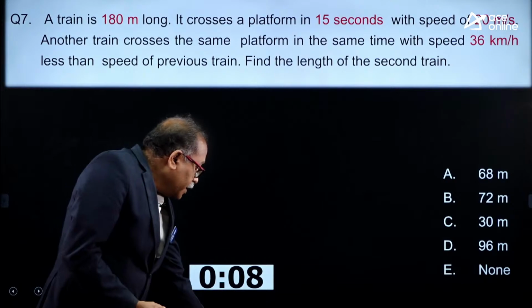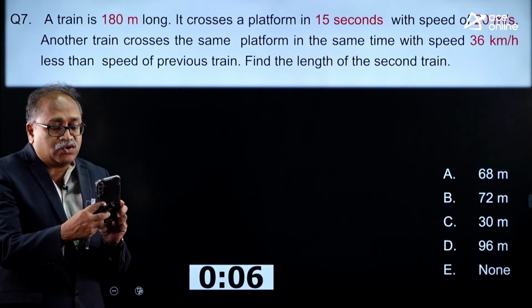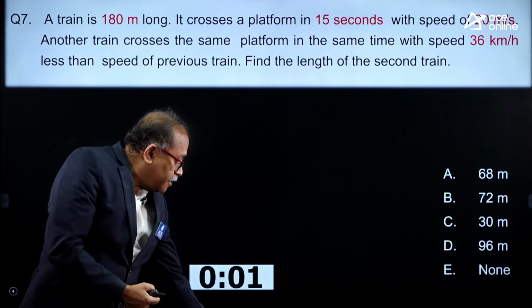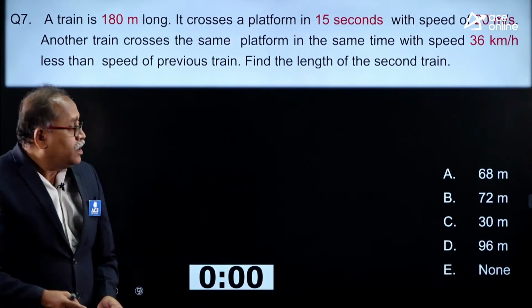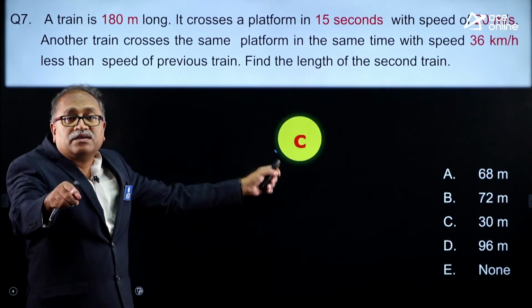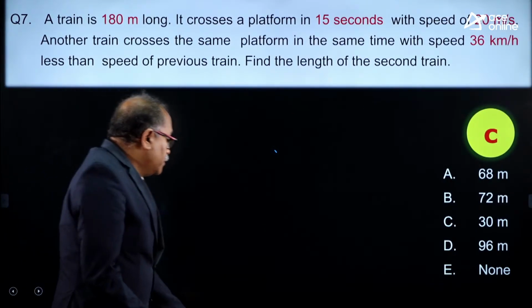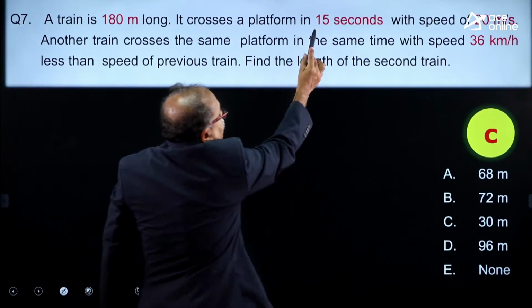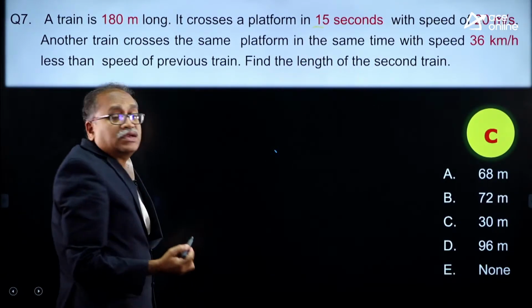Option C. Once the 30 seconds is over, I will check your answer, Mr. Pawan, and option C is correct or not? Pawan said C. Yeah, that is right, option C. Well done.